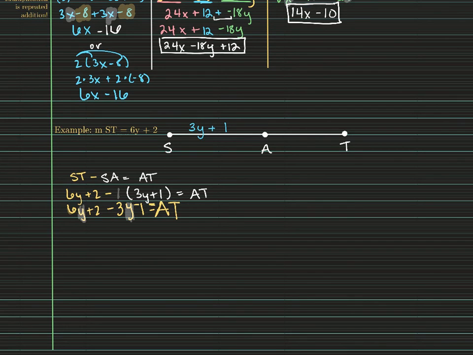Now I can combine my like terms. So I have 6y and -3y, so 6 minus 3 is 3y. And then I have +2 minus 1. So my answer is that AT is equal to 3y minus. That should be +1. So my final answer is 3y plus 1 equals AT, and that concludes our video over the distributive property.